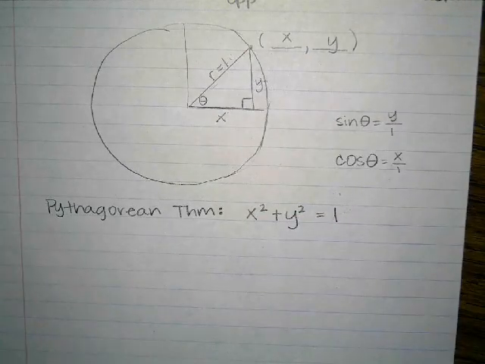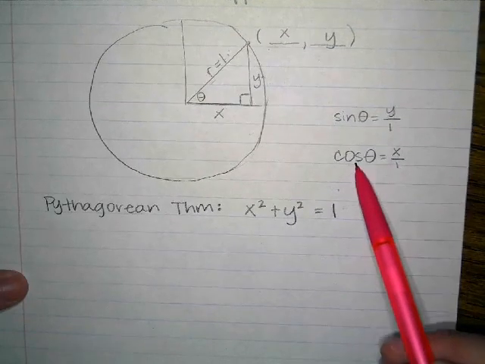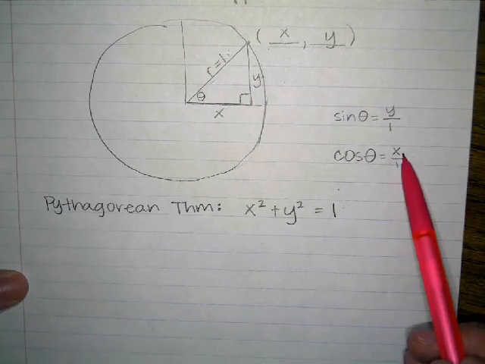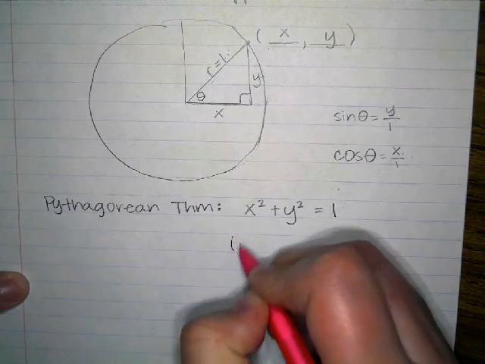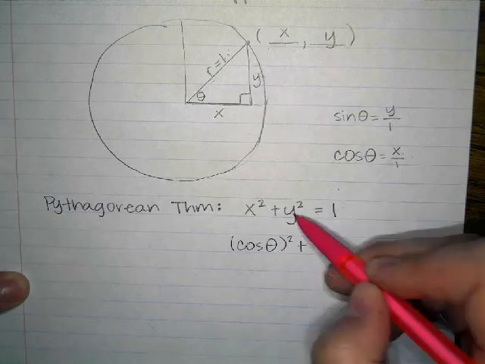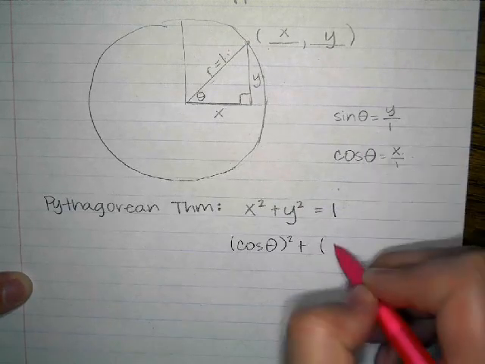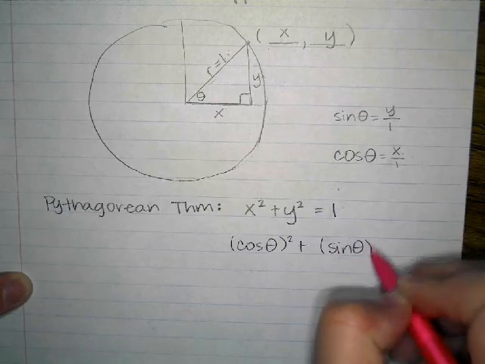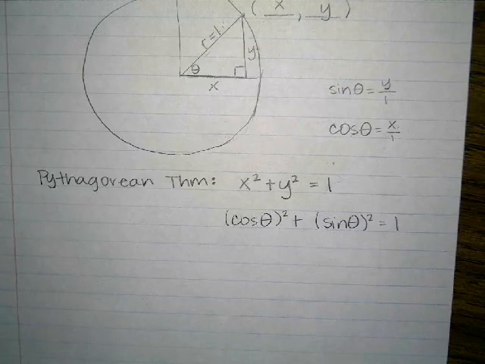Does that make sense so far? Okay. And then if we say, well, cos is just the x value, then is it okay if I take the x out and put cos in instead? So I would say cos theta squared, and then I would take the y out and put sine in instead, squared. So I would say plus sine theta squared equals 1. Does that make sense? Okay.